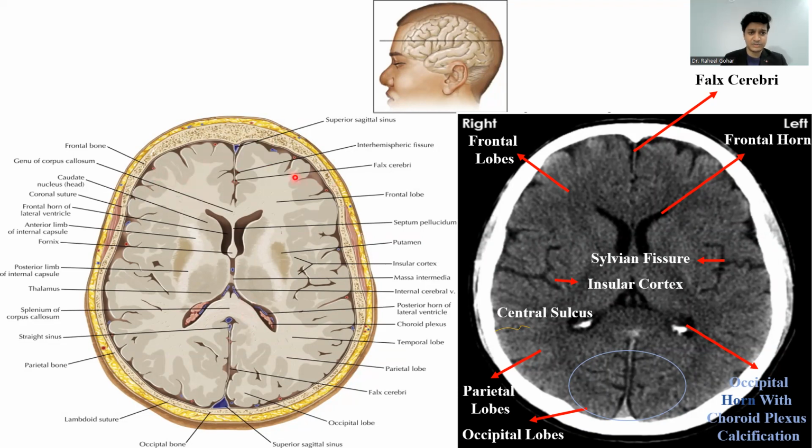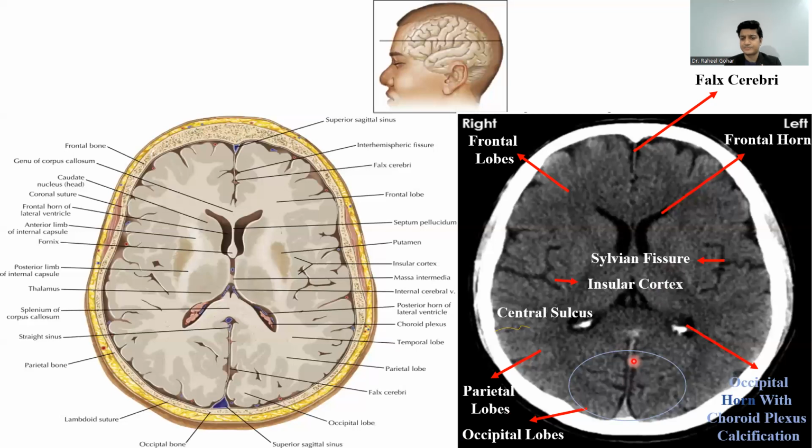Again, this is the interhemispheric fissure. These are the frontal lobes. These are the parietal lobes, and the Sylvian fissure as well, insular cortex, and posteriorly we have the occipital lobe. Now again you can see here, this is the interhemispheric fissure. These are the frontal lobes. This is the frontal horn of the lateral ventricle. Then we have a small part of the third ventricle, occipital horns, and the calcified choroid plexus. This structure here is the Sylvian fissure, and this is the insular cortex. Posteriorly you can see we have the occipital lobe.